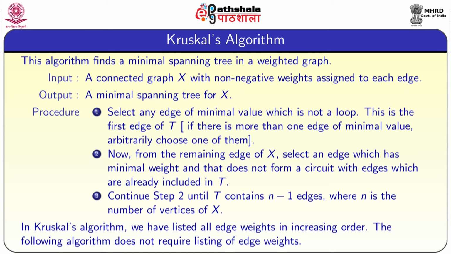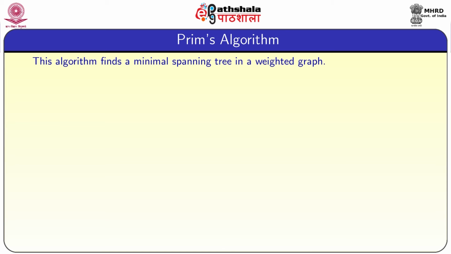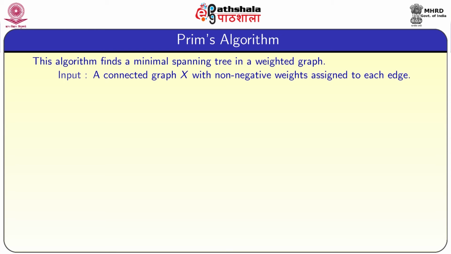In Kruskal's algorithm, we list all the edge weights in increasing order. The following algorithm does not require listing of edge weights. So this algorithm is named Prim's algorithm. This algorithm also finds a minimal spanning tree in a weighted graph. The input is a connected graph X with non-negative weights assigned to each edge. The output is a minimal spanning tree for X.